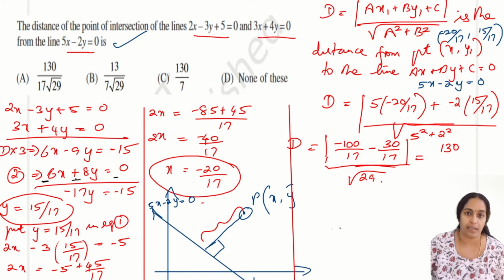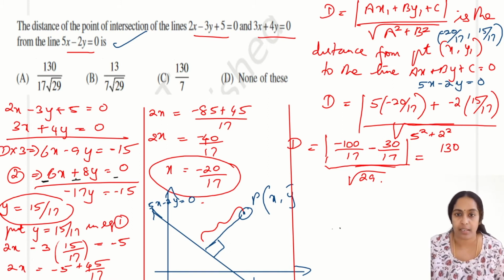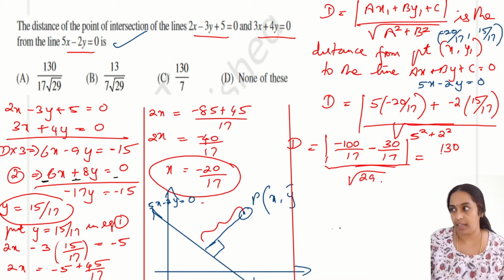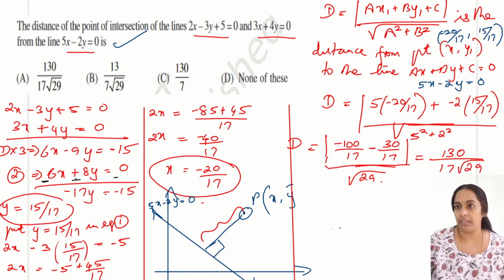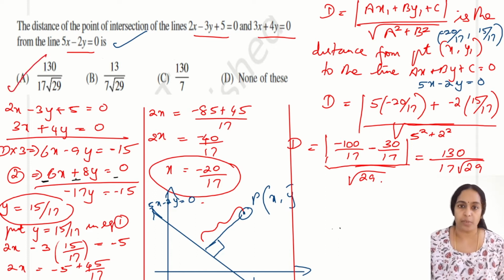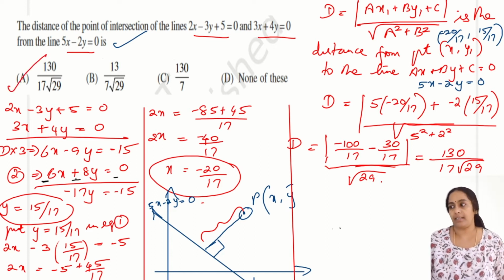Distance cannot be negative, so we have the mod inside the formula itself. So it is plus 130 divided by 17, and in the denominator you have square root of 29. My final answer is 130 divided by 17 square root of 29, which is option A. Option A is the correct answer.